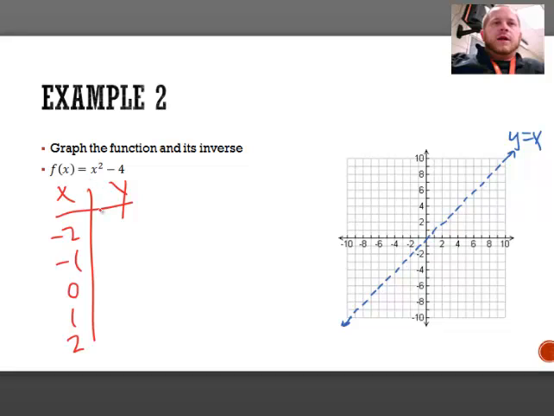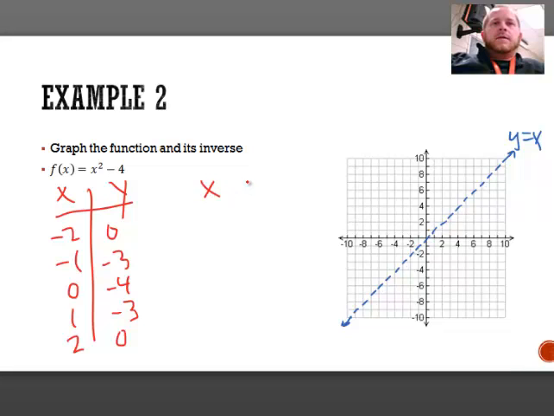I'm going to put in my -2 here, and it's going to give me a 0, because -2 squared is 4, minus 4 is 0. It'll give me the same down here. My 0 is going to give me a -4. -1 is going to give me a -3. And a +1 will do the same. You know, the square will always make it a positive. The same number is going to give you the same answer over here.